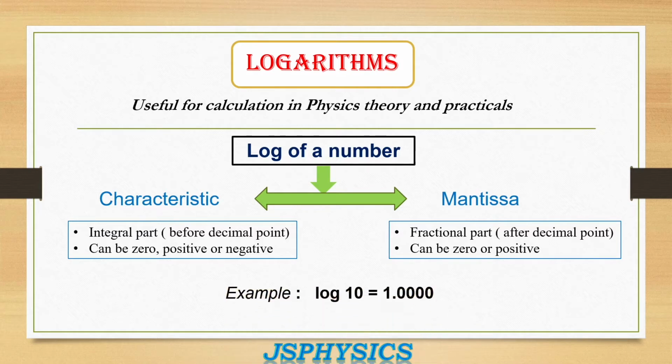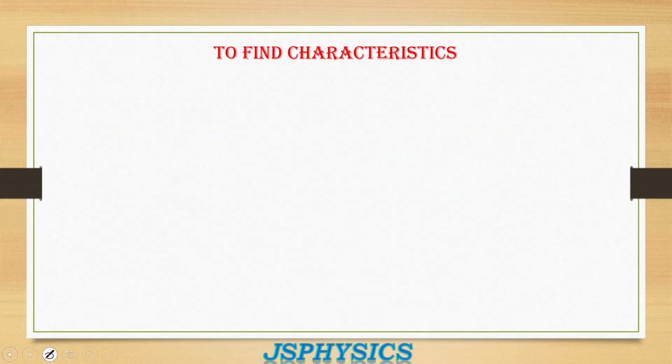Let us take one example. Log of 10 is 1.0000. Now here we can see that this is the integral part and this is a fractional part. So this is known as characteristic. This is the characteristic. And this part, fractional part, this is a mantissa. Basically log of 10 will be characteristic plus mantissa. Characteristic is before decimal point, mantissa is after decimal point. We'll see how to find the characteristic of a given number while finding the log. And for that we have certain rules to find the characteristic.